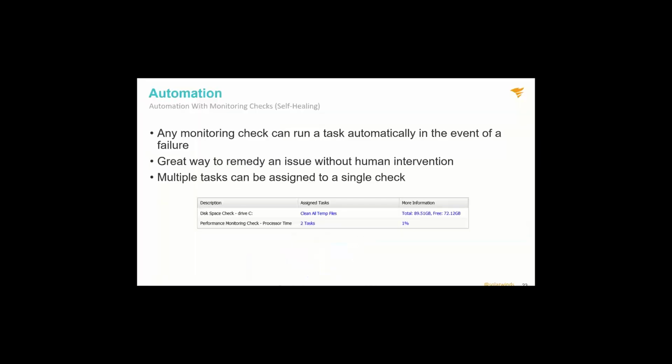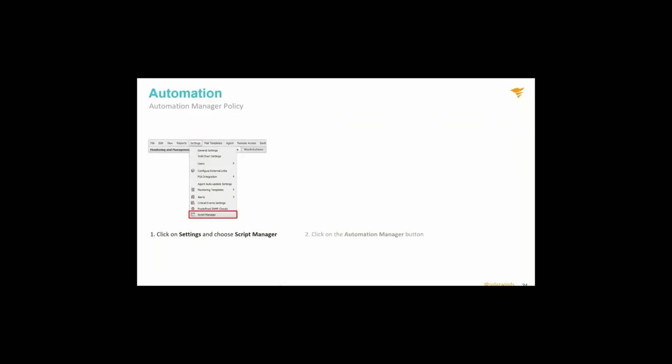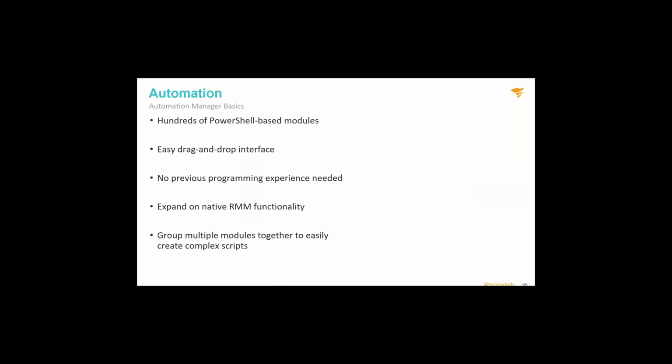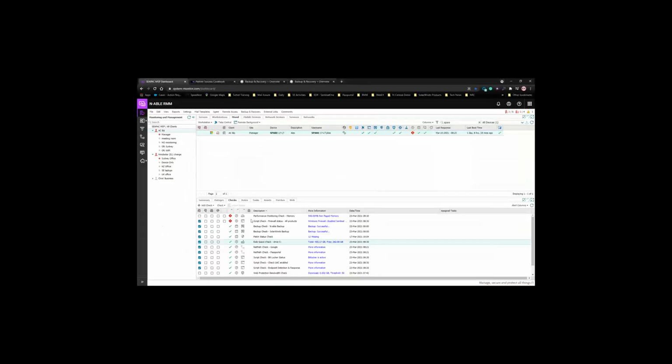So what we're going to do now is the self-healing here. So this is just automation policy. On your dashboard, just find one of the devices, preferably one that is on in your dashboard. What you're going to do is look for your disk space check for the drive C here.